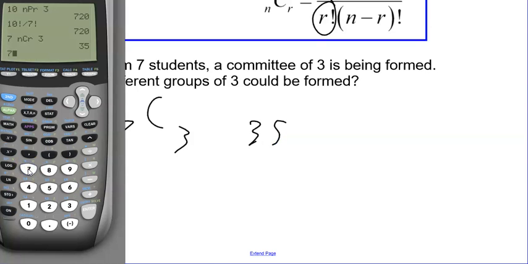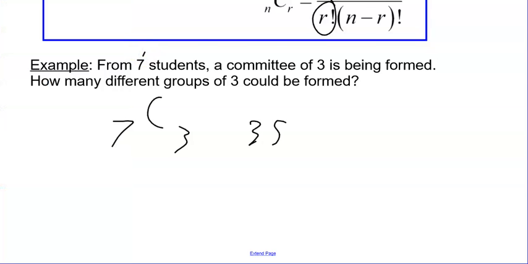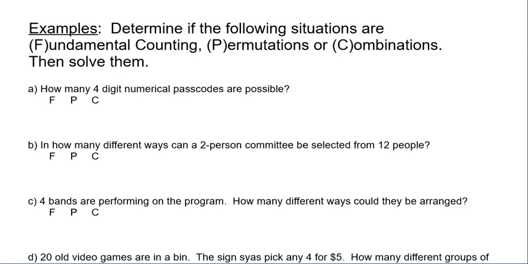Now, let's see what would happen if it mattered. What if the order mattered? There was ranking, president, vice president, secretary. So we would go to NPR 3, 210. So a lot more combinations if the order mattered. But here we're just picking 3 people.